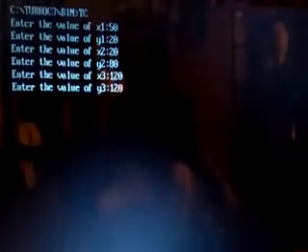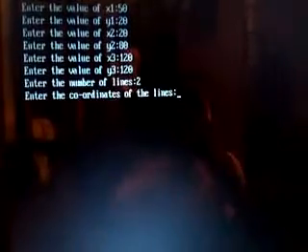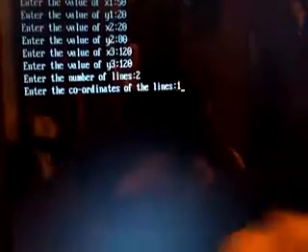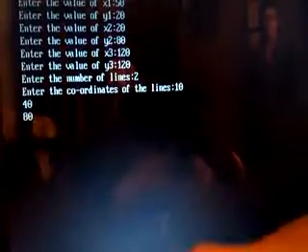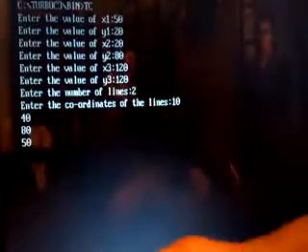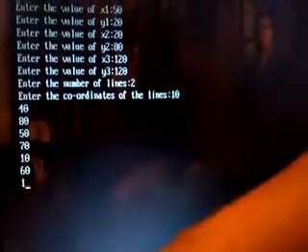I enter the points of the triangle. Now I enter the number of lines that are intersecting with our triangle, the coordinates of the lines, and after running it, we get this one, the clipped part.